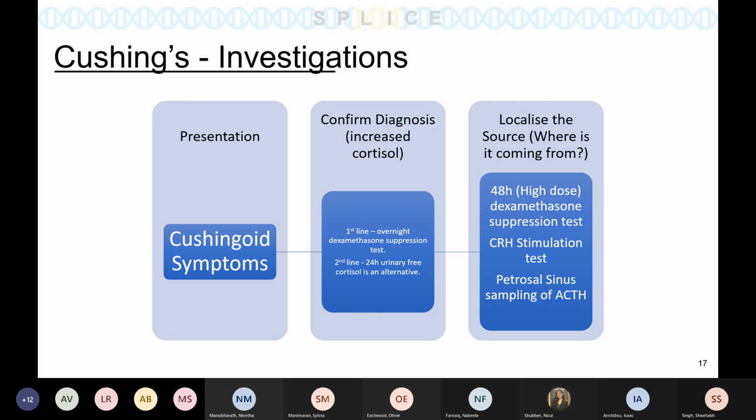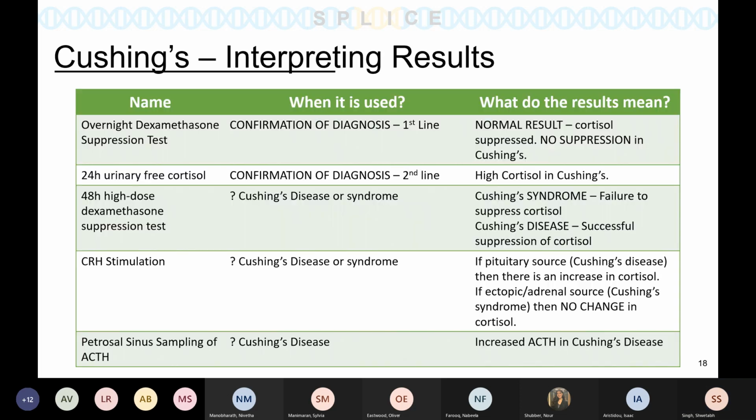And then after you've got that, and you know that there's increased steroids, you want to localize the source. So where is this increase coming from? There are 3 tests here: a 48-hour high-dose dexamethasone suppression test, CRH stimulation test, and a petrosal sinus sampling of ACTH. And we're just going to talk through each of these tests. So if you can go on to the next slide, please, Isaac. Thank you. Okay.